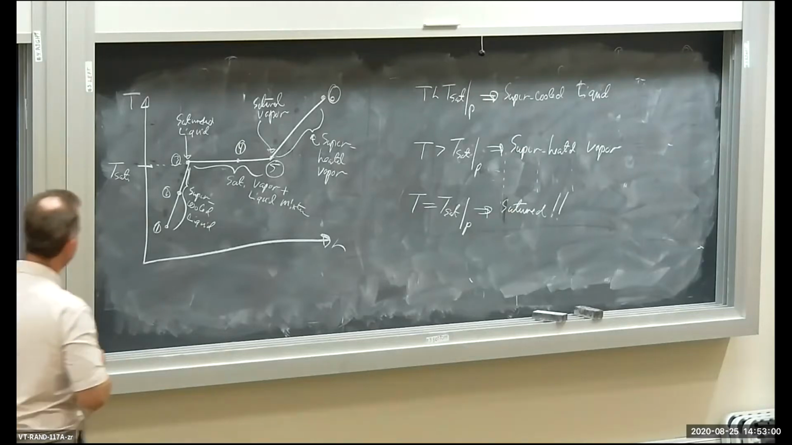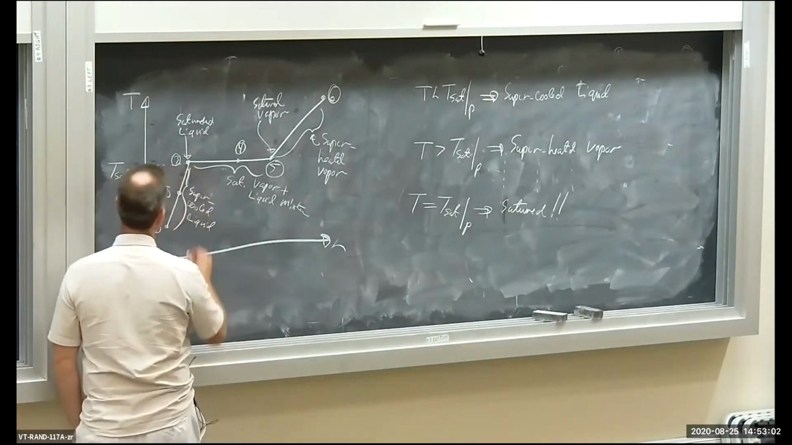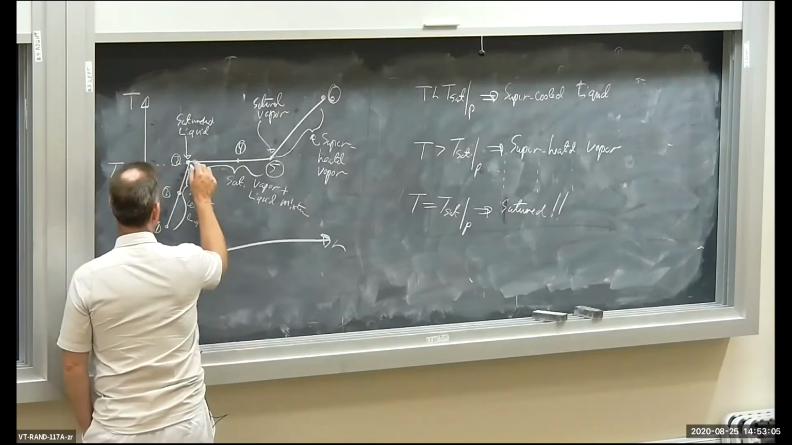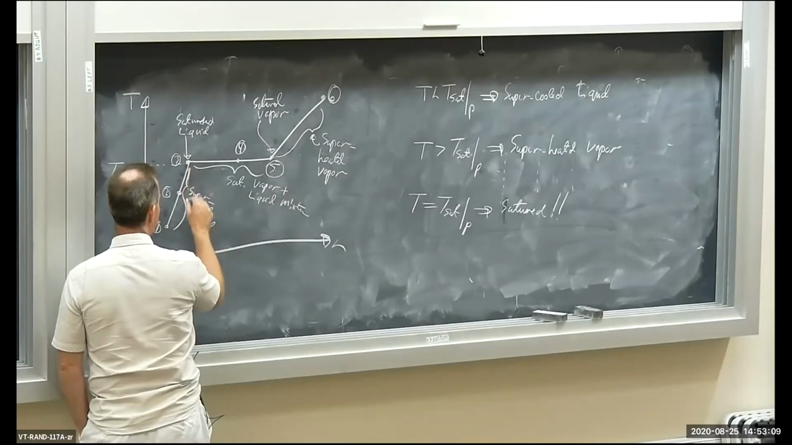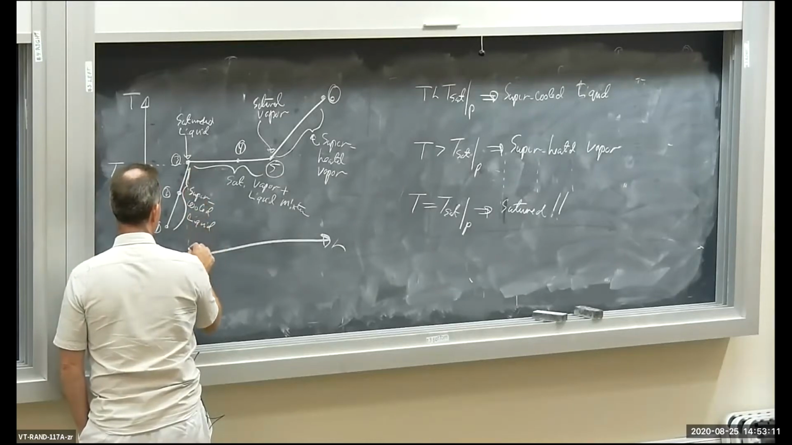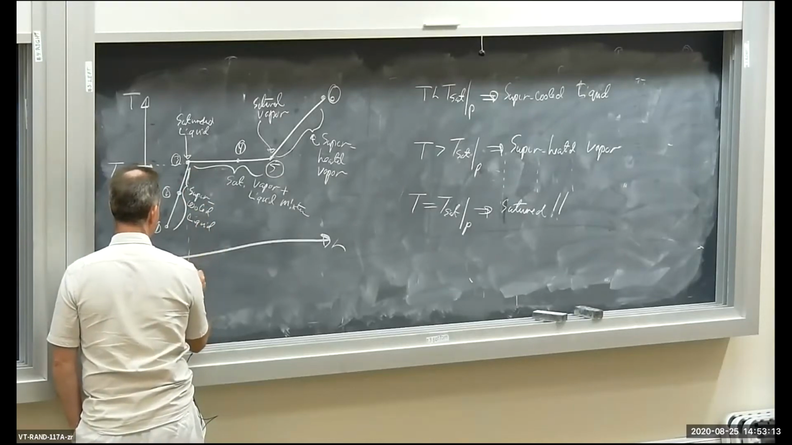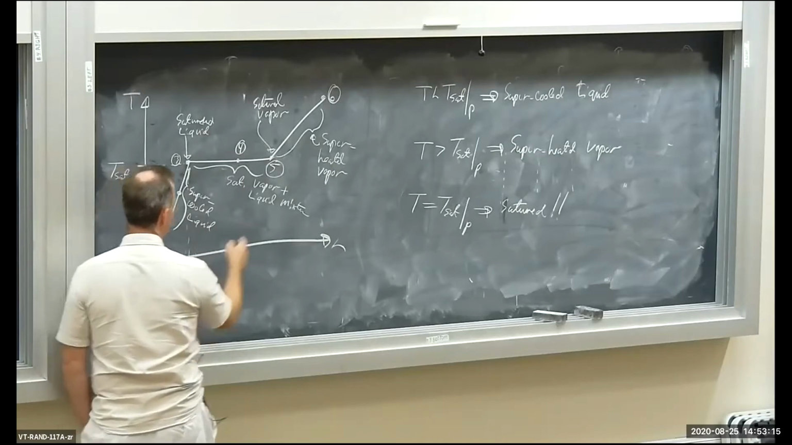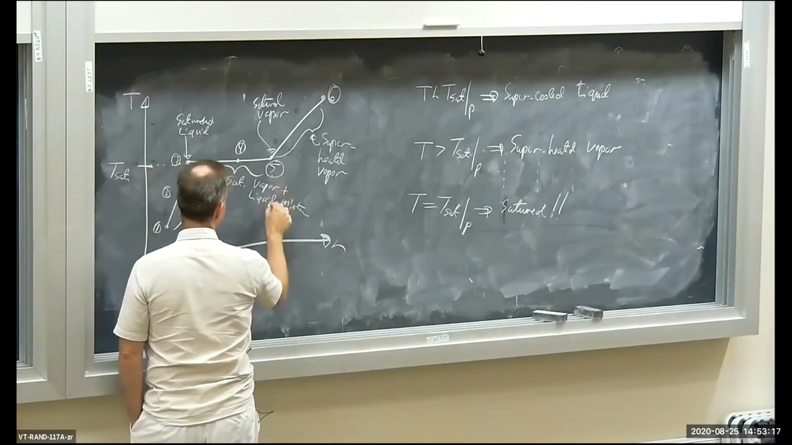Let me put in some specific volumes of interest here. It's a bit difficult to see here, but let's draw a dashed line at state 3. V3. Let's put V3 in here and specific volume at state 5.